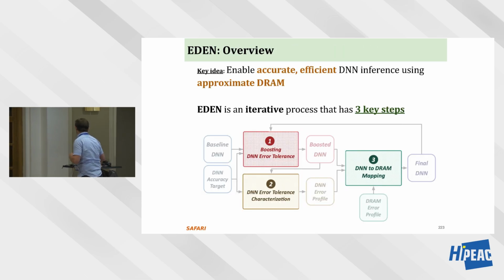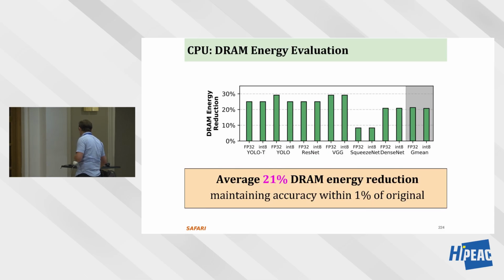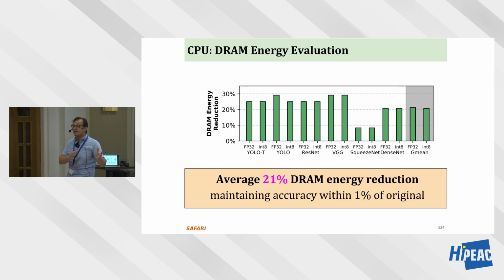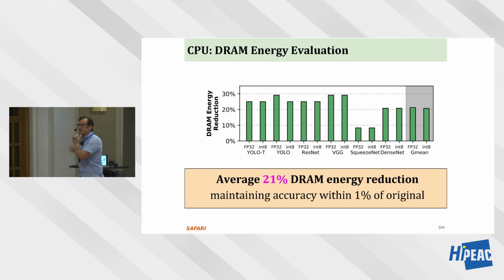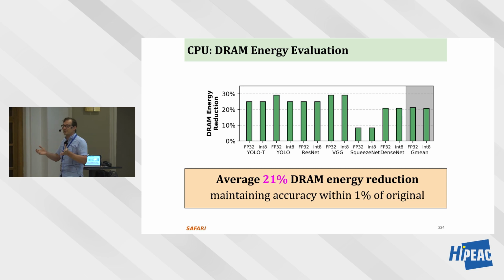If you do that, the idea is to enable accurate and efficient inference using this approximate DRAM mechanism. I'm not going to go over the details, but what you can do is look at the error tolerance characterization of the DNN, map it to the DRAM, and then look at your accuracy. By changing your training mechanism to be aware of these errors that happen in DRAM, you can boost your accuracy. This is very well known in DNN training in general, error-aware training. Error can happen due to different reasons. Quantization, for example. People do quantization-aware training. This is no different than quantization-aware training, really.